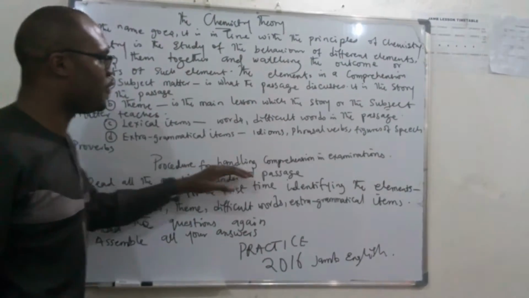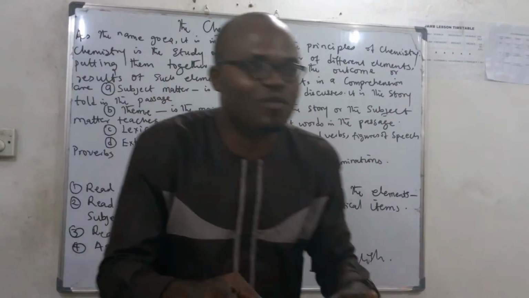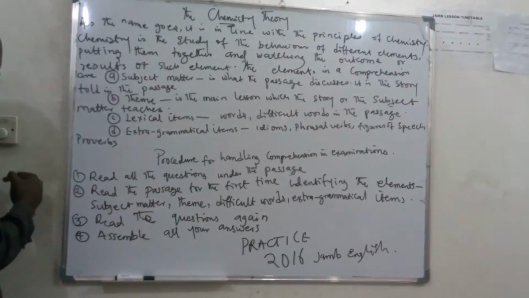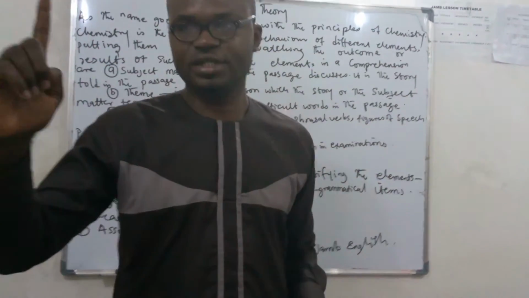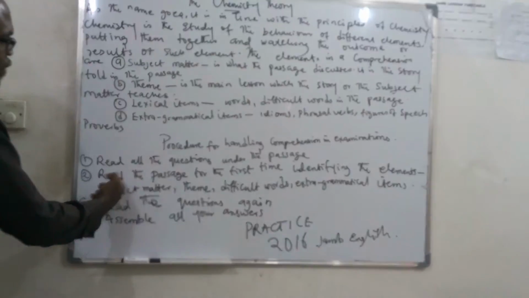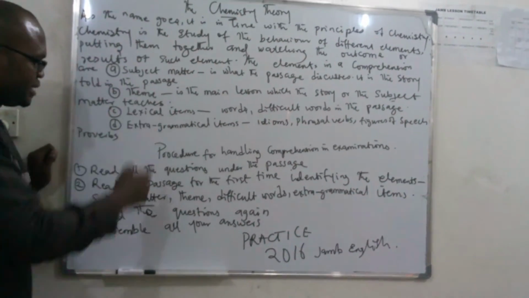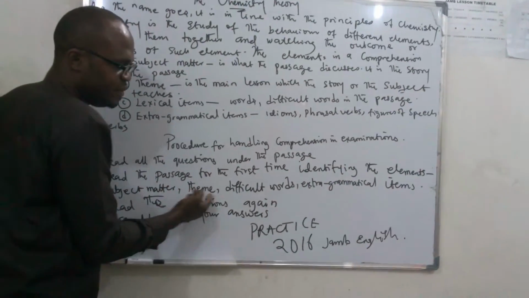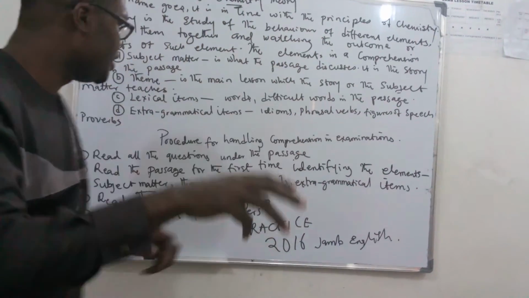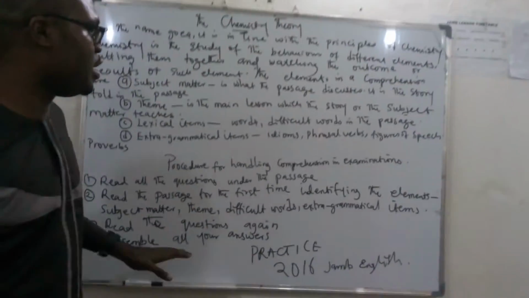And that leads us to what we call the procedure for handling comprehension in examination. What are the procedures that you have to adopt in order for you to answer questions correctly? Is that clear? Number one in the procedure is to read all the questions under the passage. When you get to the comprehension passage, quickly read through the questions. Now, after having read the questions, read the passage for the first time, identifying the elements. The elements of a passage are subject matter, theme, difficult words, extra grammatical items. So when you're reading that passage, make sure you are identifying these things. Having identified them, read the questions again. Is that clear? Having read the passage and identified all the elements, read the questions again.